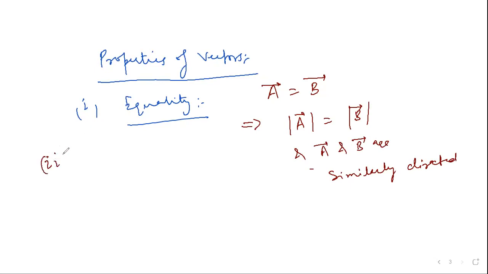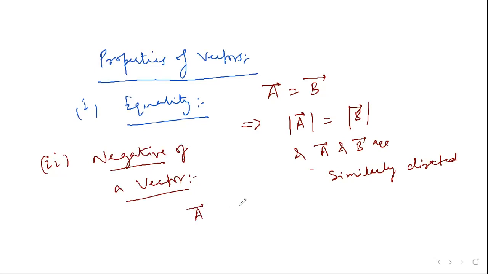Second thing is negative of a vector. What is the meaning of negative of a vector? If A is some vector, which vector is minus A, right? So if A is some vector represented by this arrow, we have a rule that minus A is a vector which has same magnitude as that of A, but is oppositely directed to A, right? If A is some vector, minus A is a vector which has same magnitude as A, but is oppositely directed to A. So minus A is the negative vector of A, right?